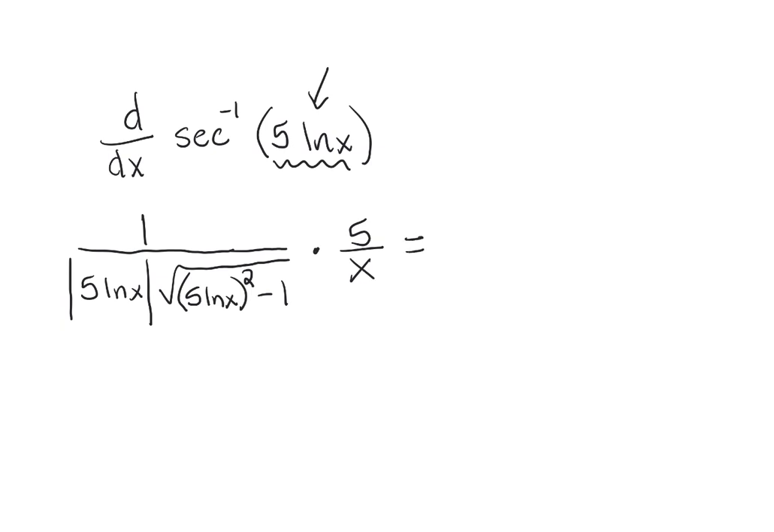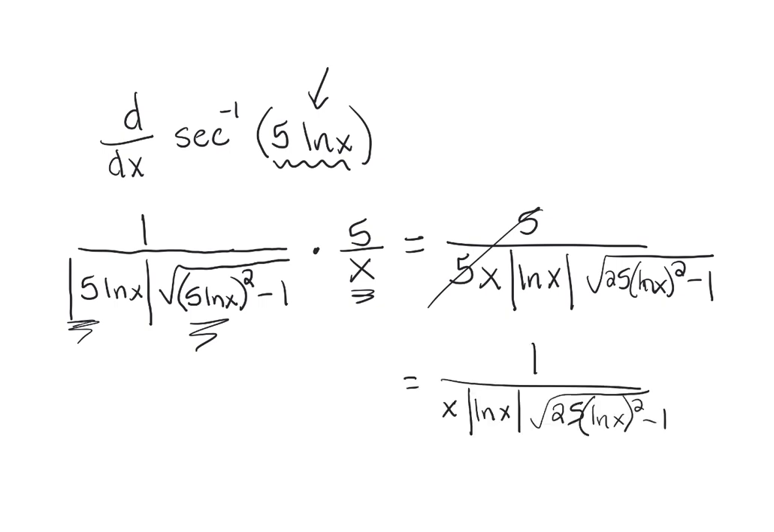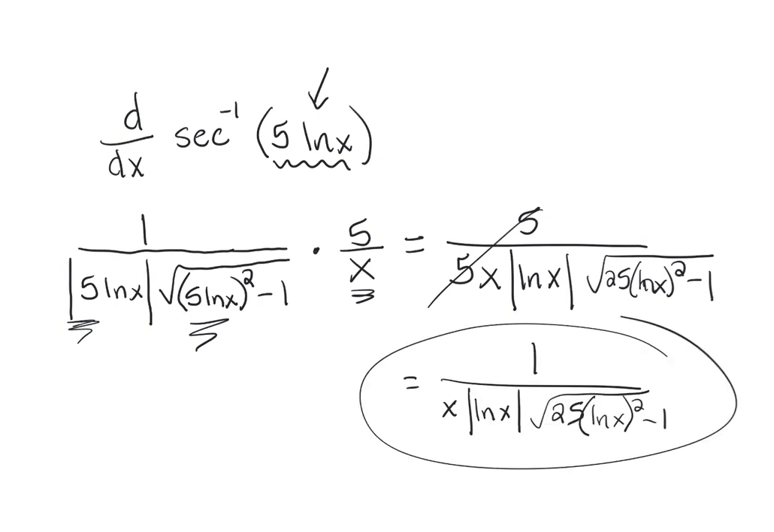So I've got 5 on top. Here, that absolute value of 5, you could just think absolute value of 5 is 5. And this x, so 5x, and then absolute value of ln x. And then square root of this will turn into 25, and then ln x squared minus 1. And then those 5's cancel. So this is our final answer.